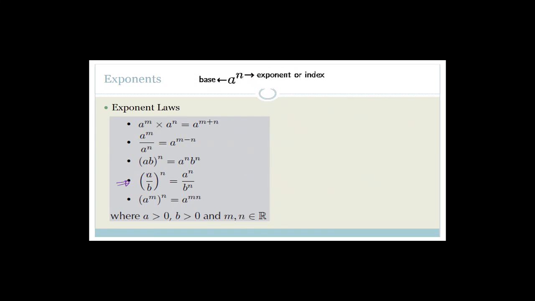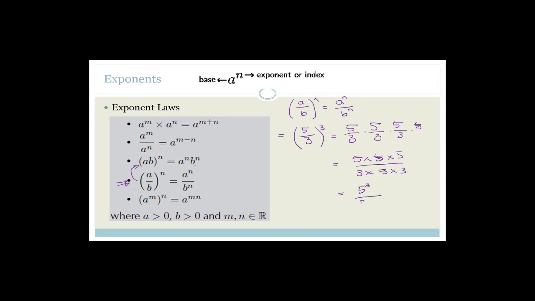I'm going to erase all the writing so we've got space, and now we're going to do this one. Again, this is just the inverse of this law here. We're saying (A over B) all to the power of N is equal to A to the N over B to the N. Let's try this. Let's make it 5 over 3, all to the power of 3. Do you agree that would be the same as 5 over 3 times 5 over 3 times 5 over 3, which can be rewritten as 5 times 5 times 5 all over 3 times 3 times 3, which could be written as 5 cubed over 3 cubed? Ta-da!